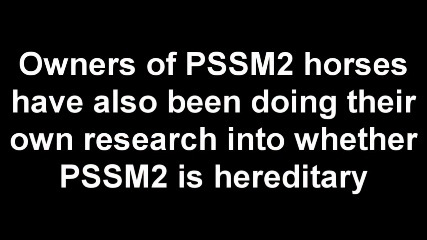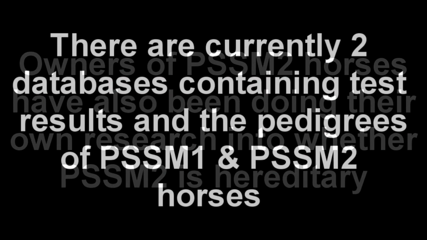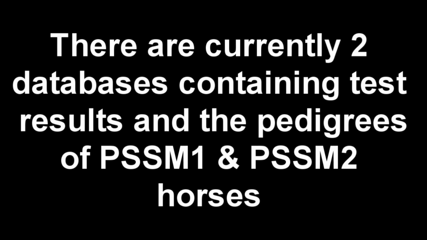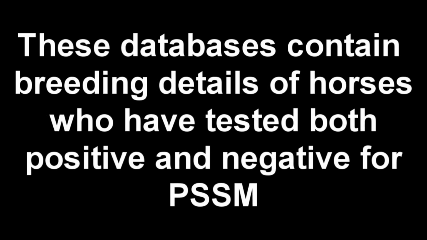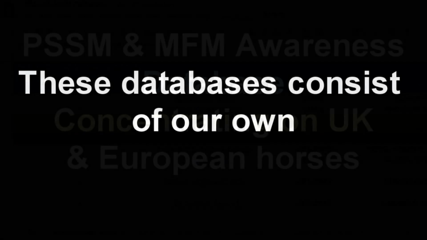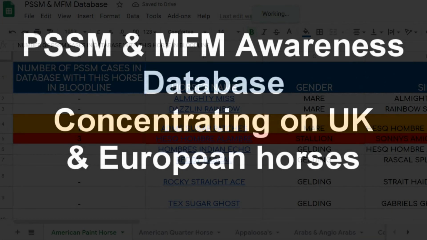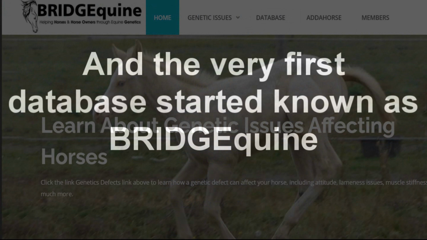Owners of PSSM2 horses have also been doing their own research into whether PSSM2 is hereditary. There are currently 2 databases containing test results and the pedigrees of PSSM1 and PSSM2 horses, many sent in by the owners of those horses themselves. These databases contain breeding details of horses who have tested both positive and negative for PSSM. The databases consist of our own PSSM and MFM Awareness database concentrating on UK and European horses, and the very first database started, known as Bridge Equine.